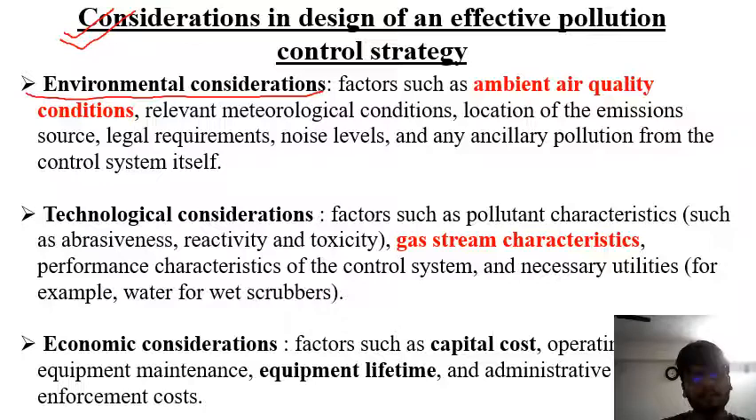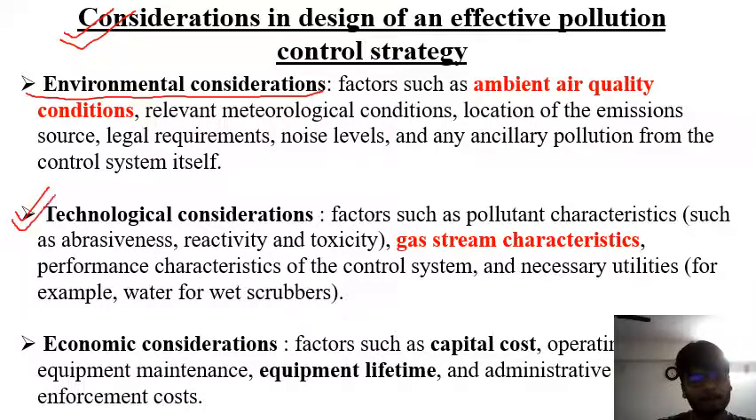So first is the environmental consideration. We have to see what the ambient air quality standard is, what the meteorological conditions of that particular geographical location are, and what the location of the emission source is, whether the emission is coming from a river, from an industry, or from a local household. That we have to consider in environmental considerations. Next comes the technological consideration.